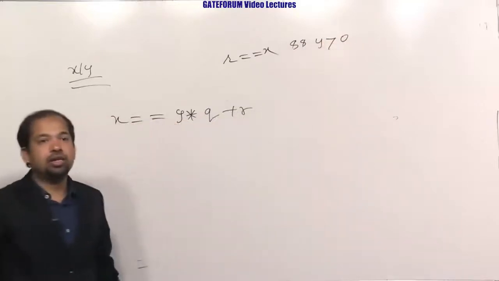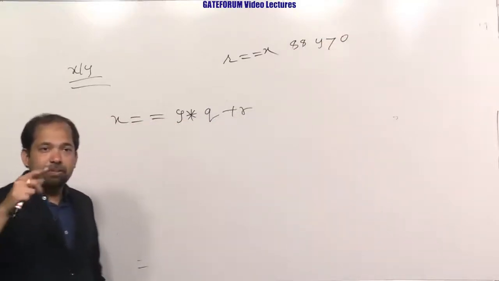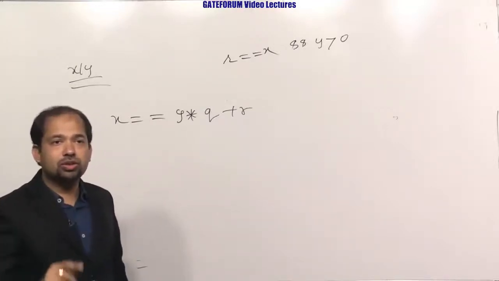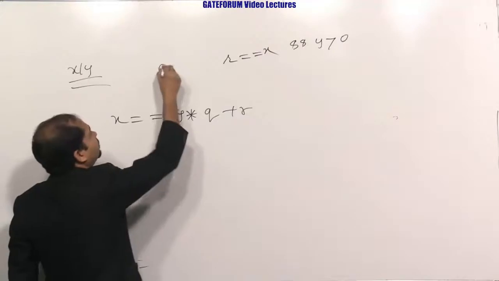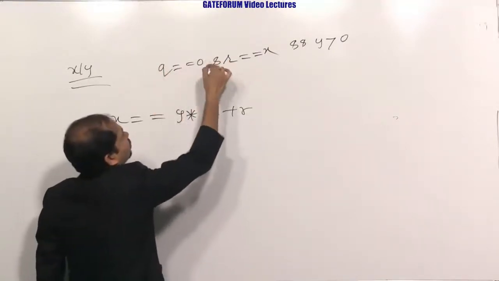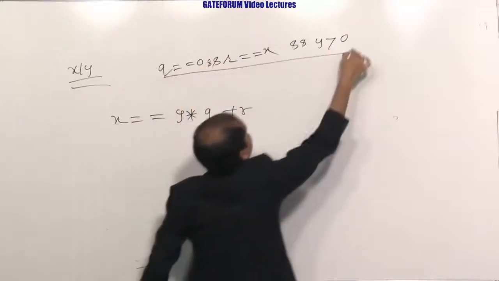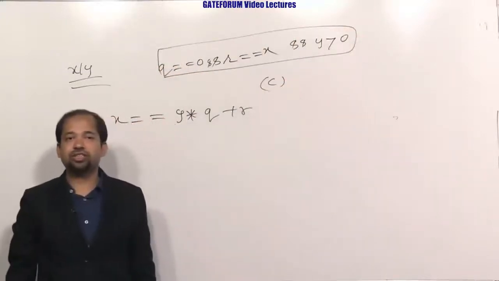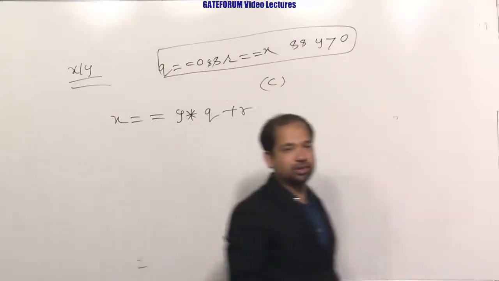And for q, every time we go through the loop we are making q equal to q plus 1, so q should initially be assigned 0. So this condition should be there. This condition is given in option C only. So the right answer of this question is C. So this is the end of the question.